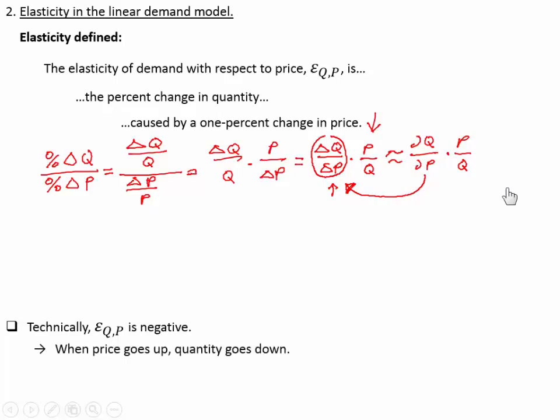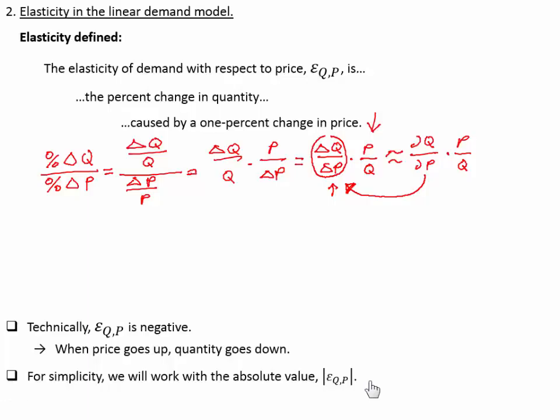Now, technically, the elasticity of demand is negative. When price goes up, quantity goes down. But for simplicity, we will work with the absolute value of the elasticity. So essentially, we'll just be taking something that may be reported in negative terms and treating it as a positive number. Elasticities in the real world may be expressed either way.